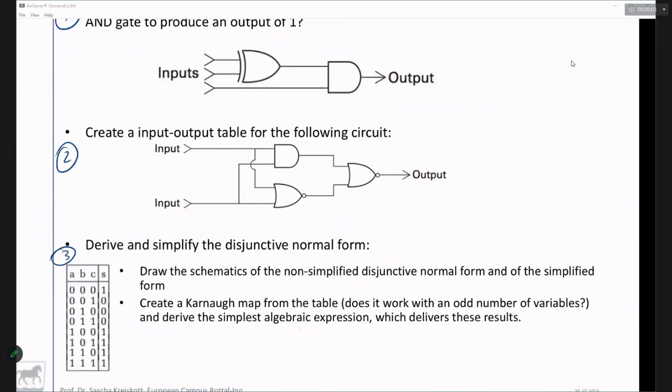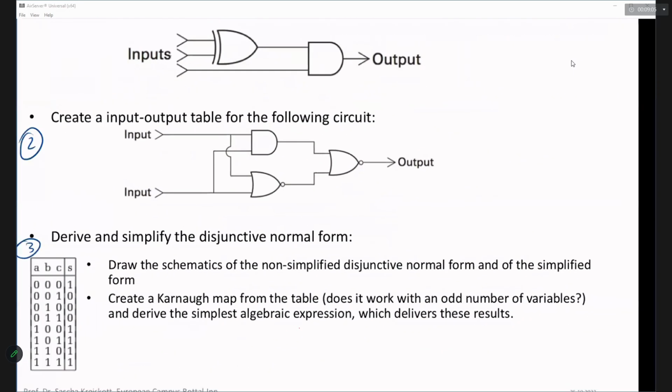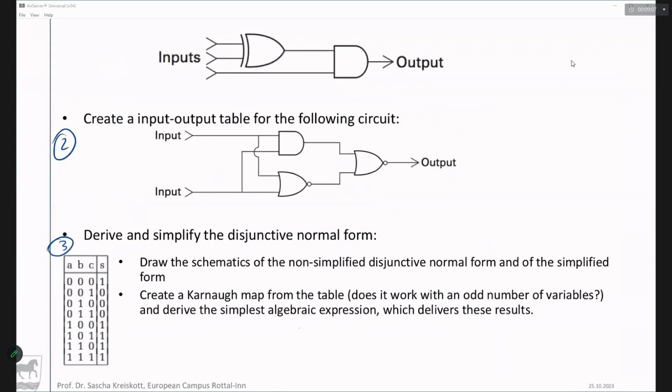Third, derive and simplify the disjunctive normal form. So first of all, draw the schematics of the non-simplified disjunctive normal form and of the simplified form. And then create a Karnaugh map from the table. And does it work with an odd number of variables? We already did. And derive the simplest algebraic expression which delivers the result.